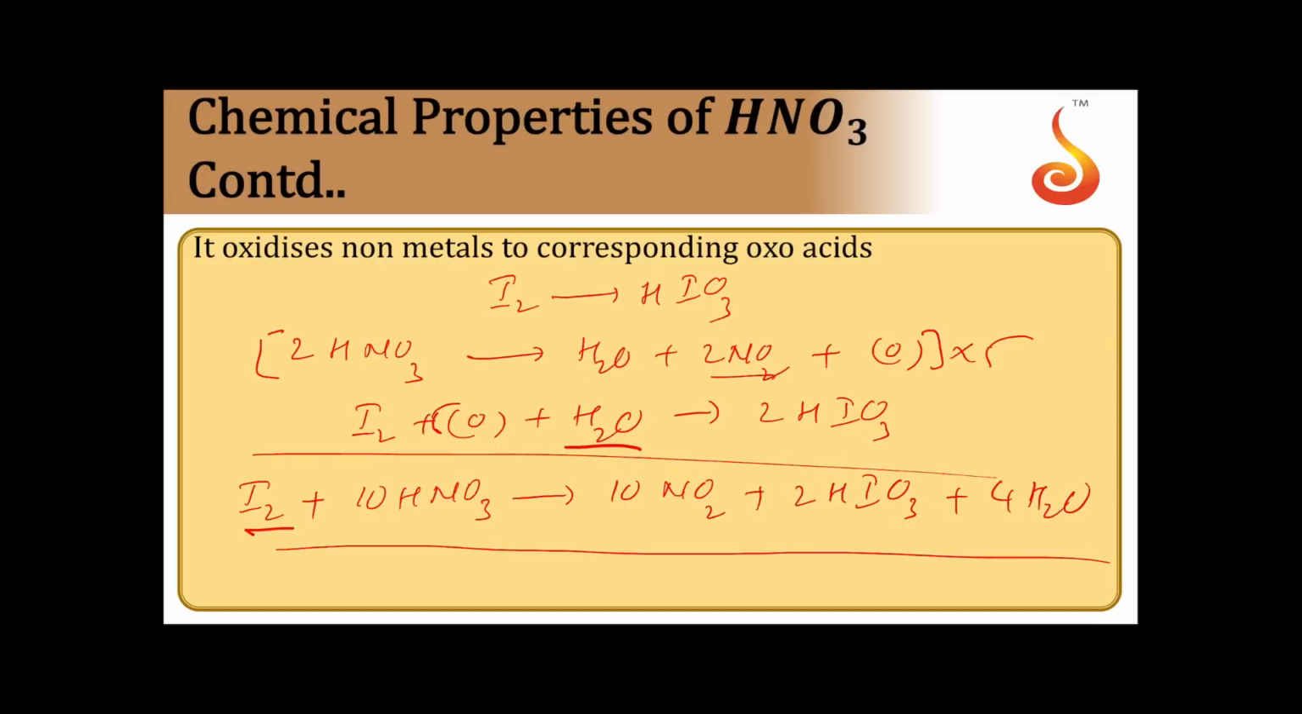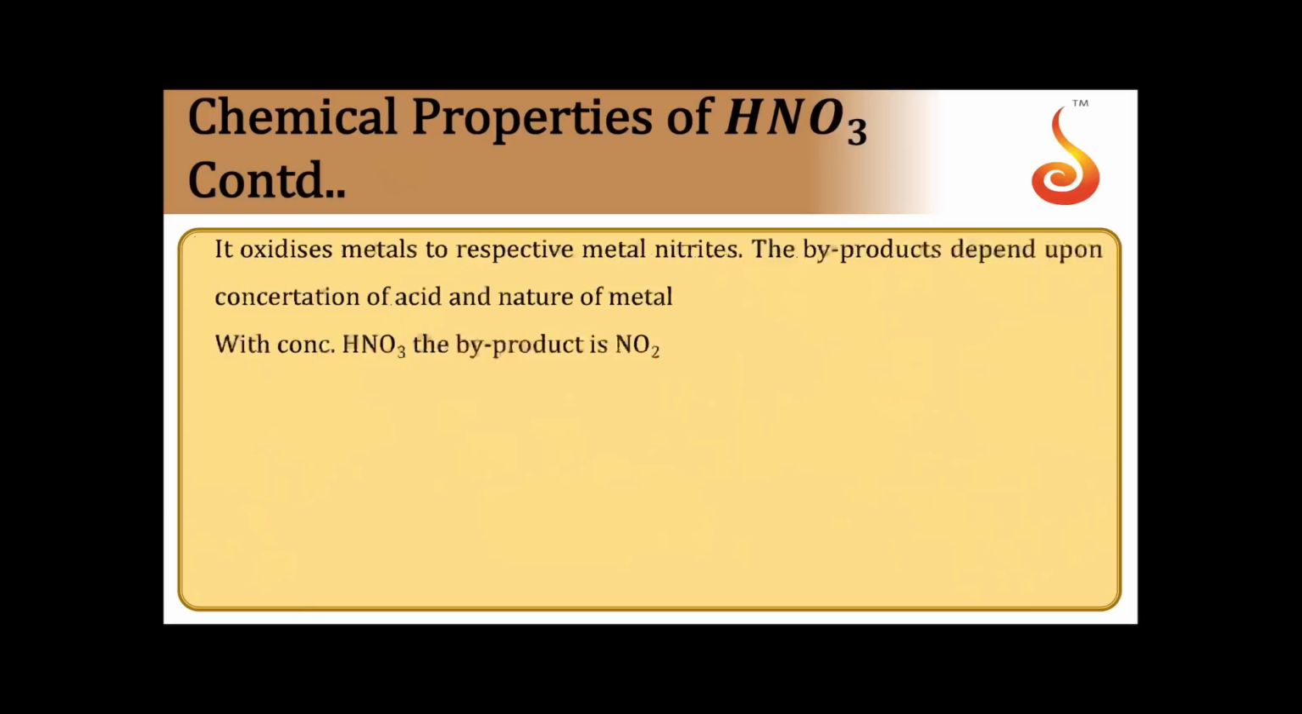So here iodine is getting oxidized to HIO3. So non-metals are getting oxidized to corresponding oxyacids, then metals. It oxidizes metals to respective metal nitrates. The products depend upon the concentration of the acid, temperature, as well as the nature of the metal used. Let us take concentrated HNO3. Normally the byproduct is NO2 only with HNO3 if it is concentrated.